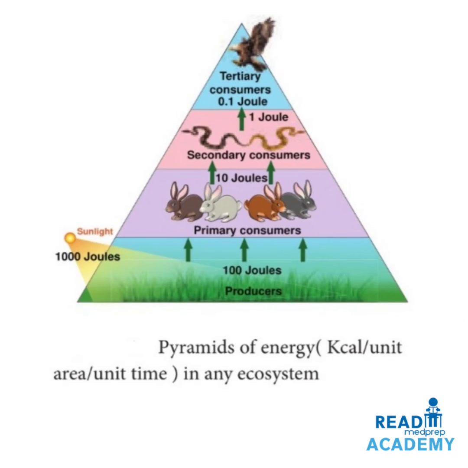Here in this image, you can see the pyramids of energy, which is represented in kilocalories per unit area per unit time in any ecosystem. So, there is loss of 90% of energy from each trophic level, from the producers to the primary consumers, from the primary consumers to the secondary consumers, from the secondary consumers to the tertiary consumers.